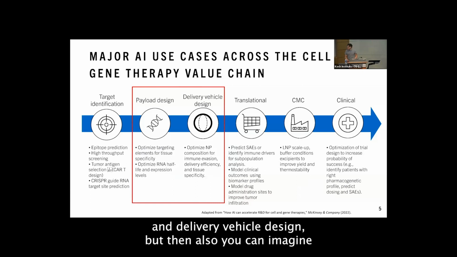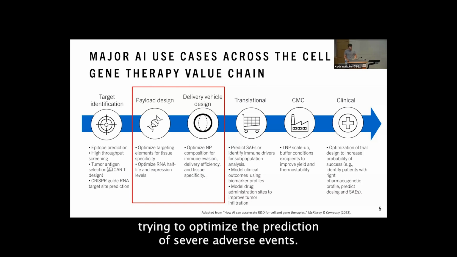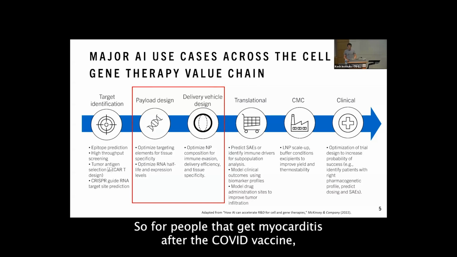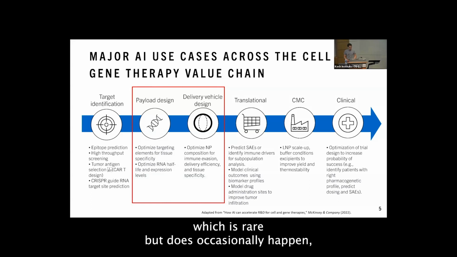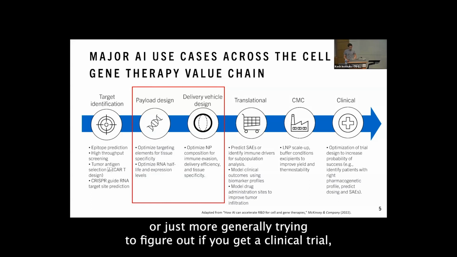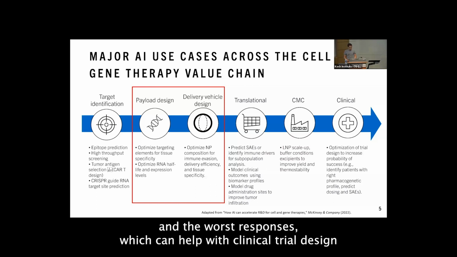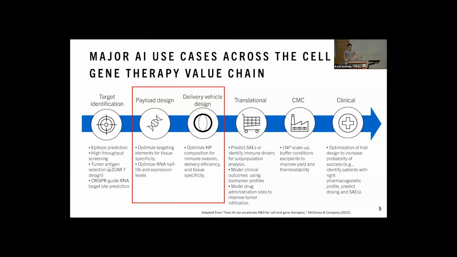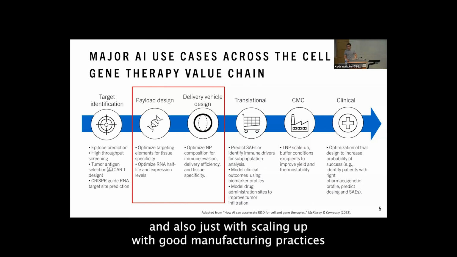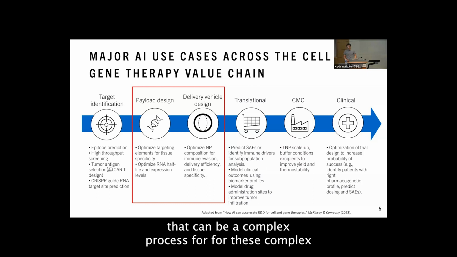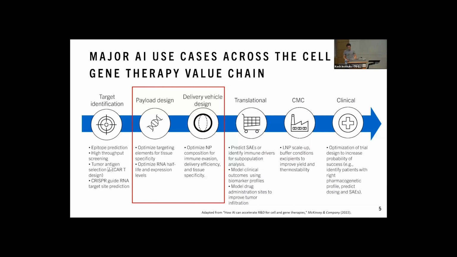But then also you could imagine trying to optimize the prediction of severe adverse events. So for people that get myocarditis after the COVID vaccine, which is rare but does occasionally happen, or just more generally trying to figure out, if you give a clinical trial, how can you predict which patients are going to have the best responses and the worst responses, which can help with clinical trial design. And also just with scaling up with good manufacturing practices, that can be a complex process for these complex therapies.